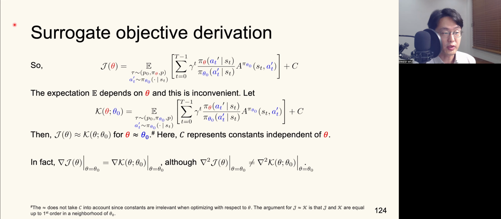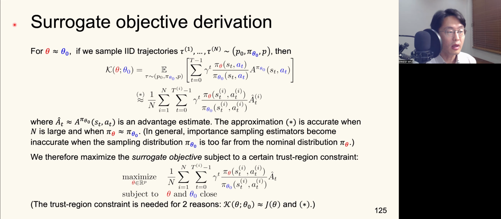Okay, so we're going to use K as a surrogate objective for J. And the way we'll do it is, K is still defined with an expectation, so we need to somehow approximate this in a way that we can use. So what we'll do is we'll sample IID trajectories, tau 1 up to tau n. So we'll sample n trajectories, and we'll just perform an empirical average. We plug in the trajectory values into here. And here, A hat is going to be some sort of advantage estimate, whose specific form we will specify later on.